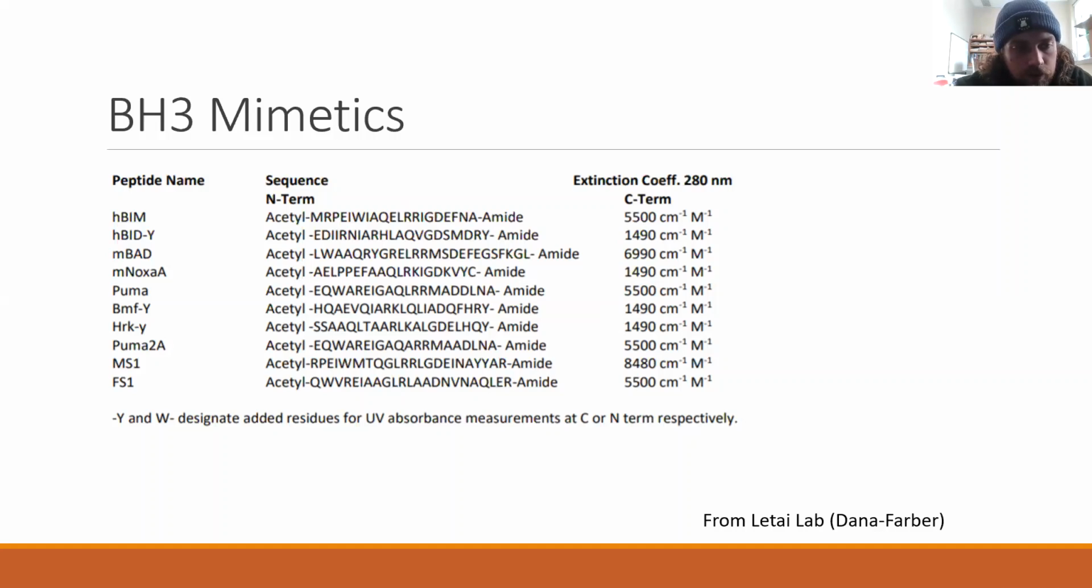But some of these, like PUMA 2A, we don't really use in our lab, but it's an inert version of PUMA. So there are different proteins you could use, but that's basically a negative control, because you should see the opposite of your regular PUMA response.